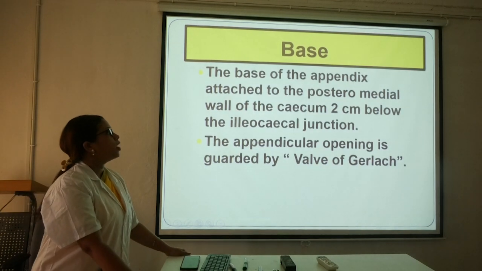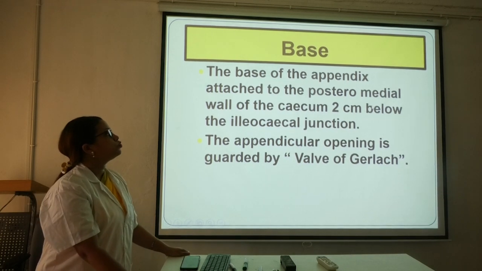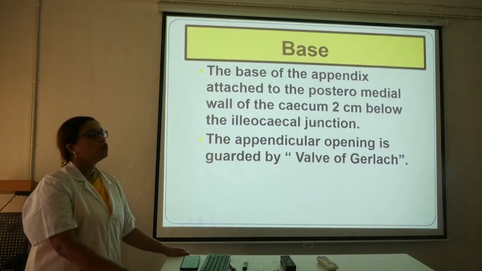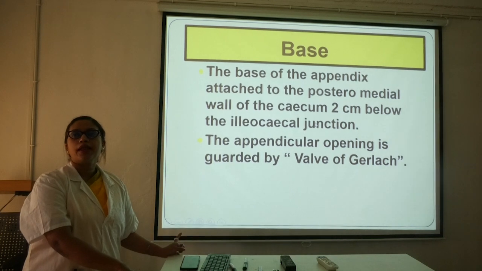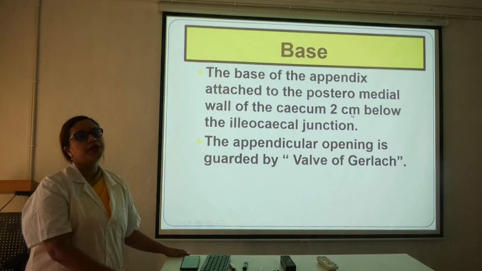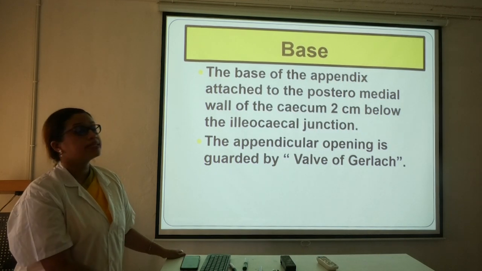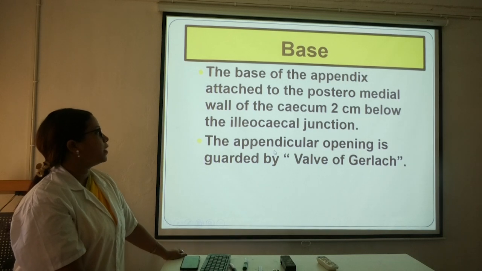So see, what about the base? About the base you have to remember: number 1, it will be about 2 cm below the ileocecal junction, and second, it is present at the posteromedial wall. So these are the 2 points about the base.